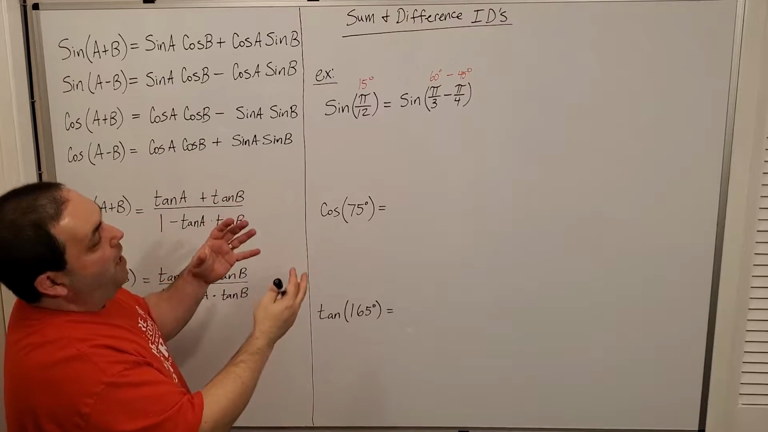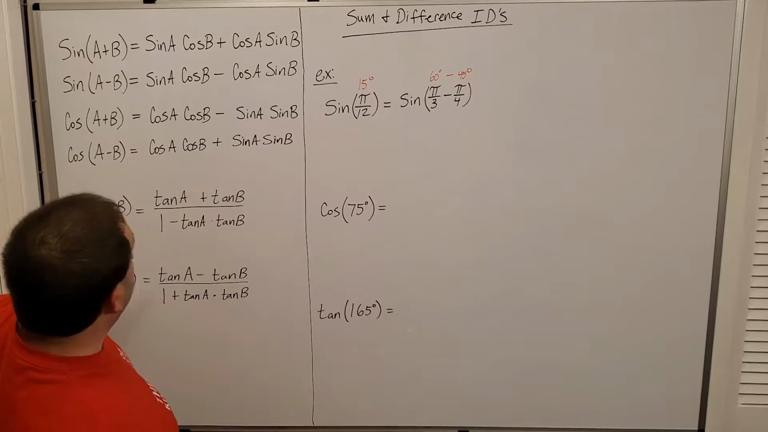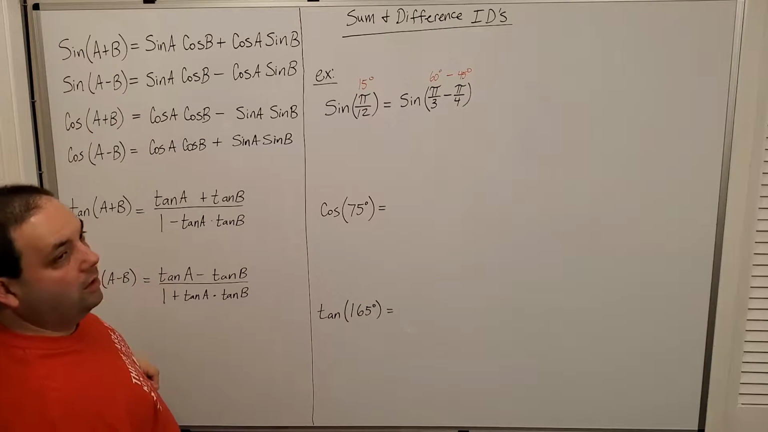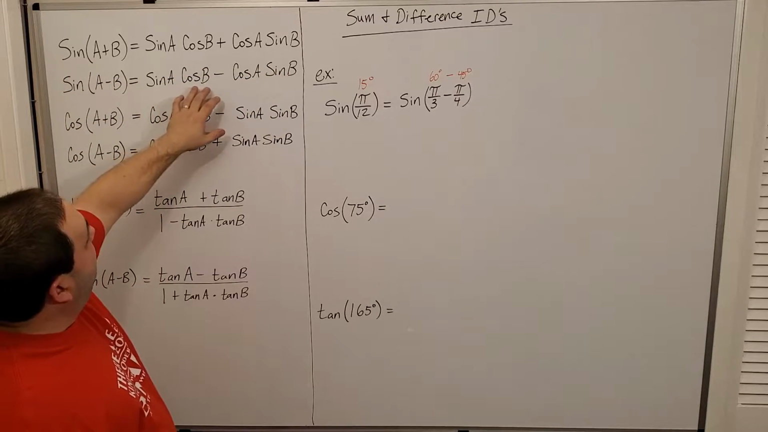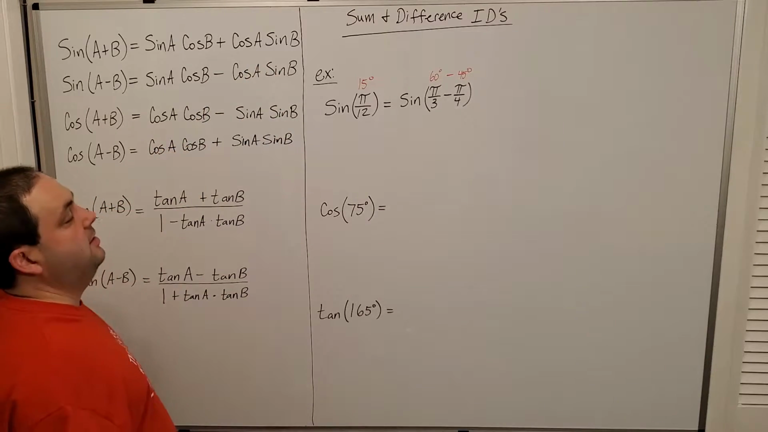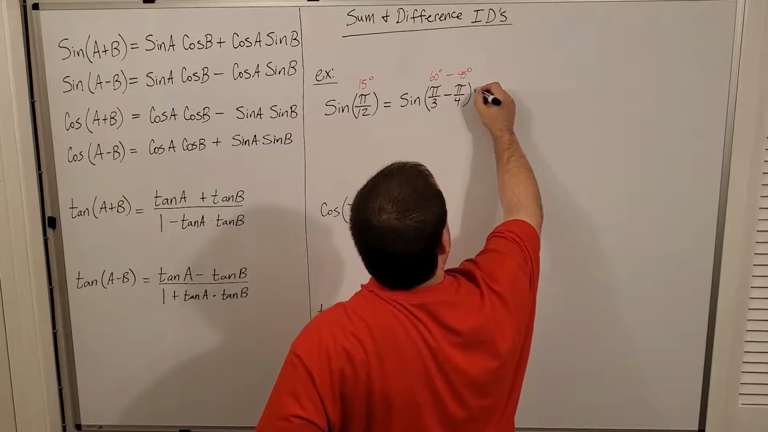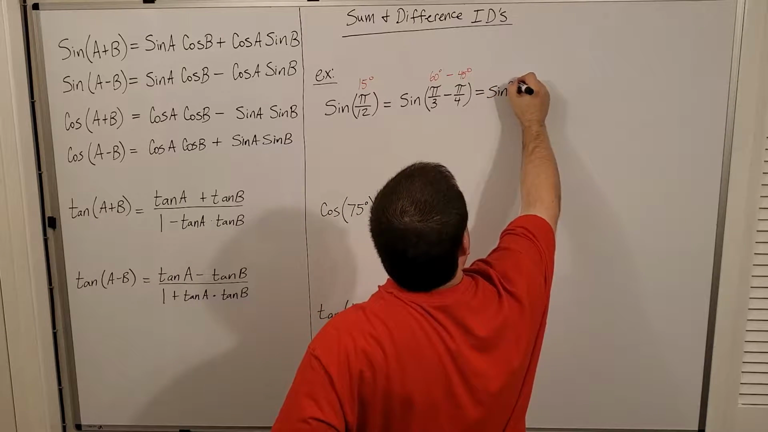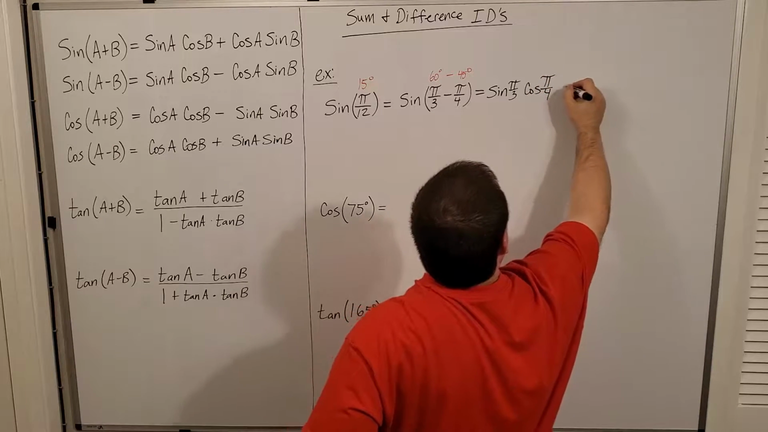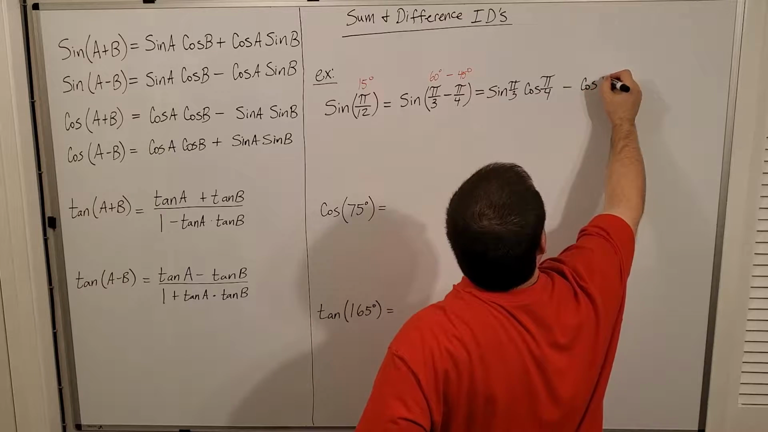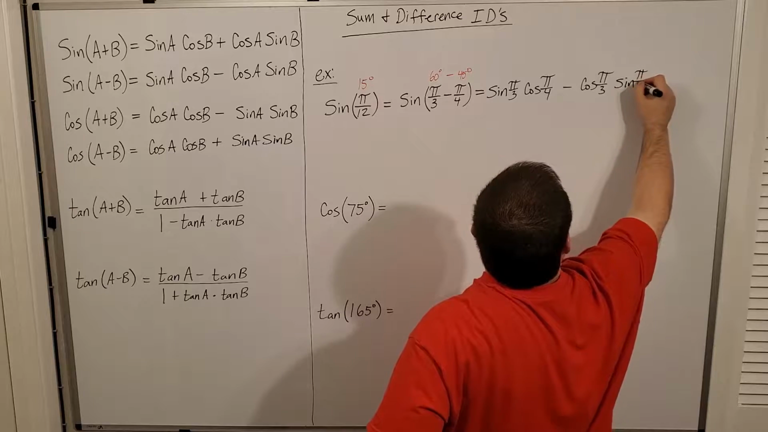Now that I've rewritten pi over 12 into a structure that fits one of my systems here, okay, then I can pick one of these formulas. Right here, sine of A minus B. I can do sine of A cosine of B minus cosine A sine B. So that's what I'm going to do right here. That's going to be sine pi over 3 cosine pi over 4 minus cosine pi over 3 times the sine of pi over 4.